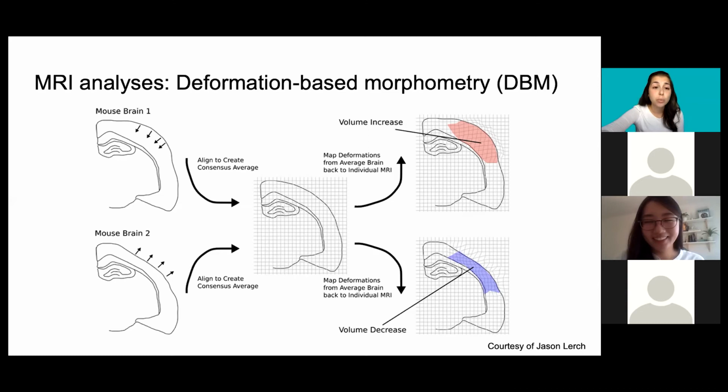So for instance, here we have brain 1, which has a thicker cortex in this region, whereas subject 2 has a thinner cortex. And so by mapping each subject to the average, this area would need to contract, whereas this area would need to expand.